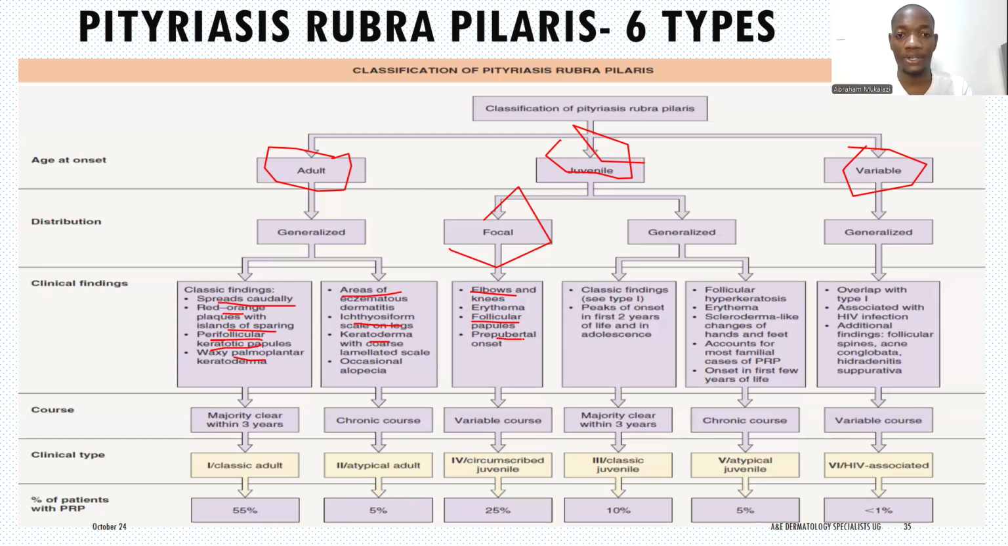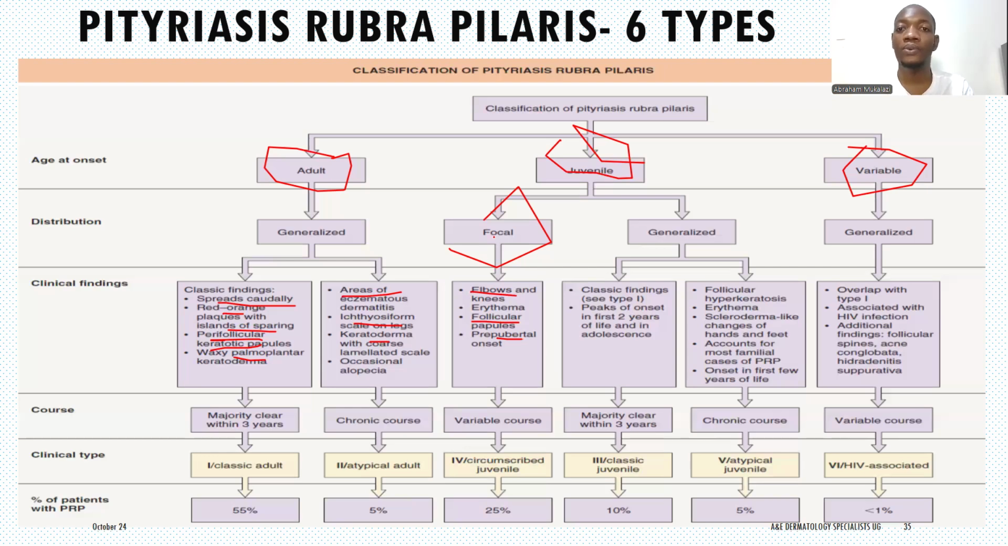confirm your suspicion. So the focal type in juvenile onset has a variable course. It can sometimes clear within 3 years or take a little bit longer, so it is even hard to predict. But it is also a little bit more common. It is the second commonest type and contributes about 25% of the cases.